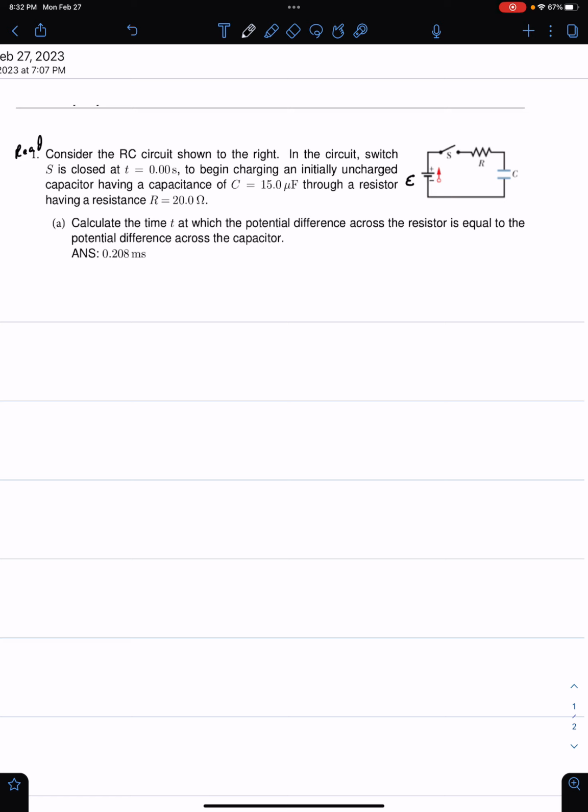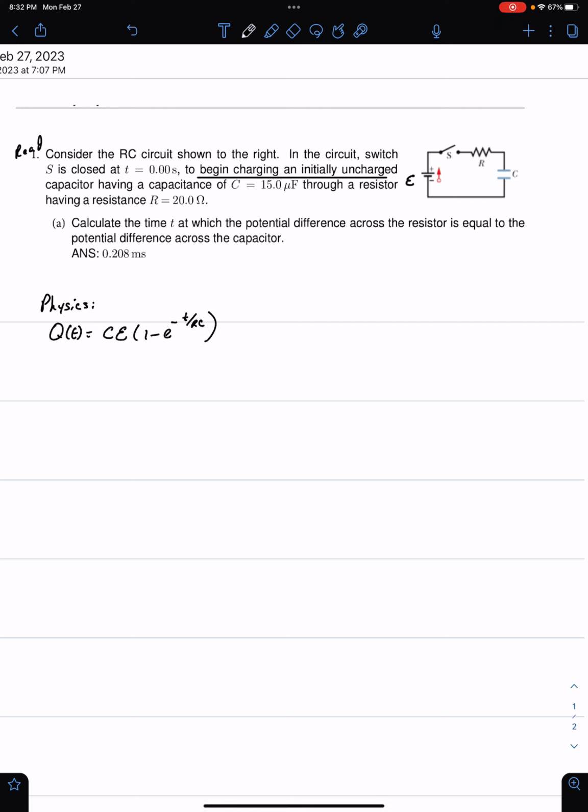For example, "to begin charging an initially uncharged capacitor" is extremely important because that lets us know that it is a charging capacitor. And that is related to the equation. When we write here the physics, it is related to the equation of charge equals capacitance times EMF times 1 minus e to negative t over RC.